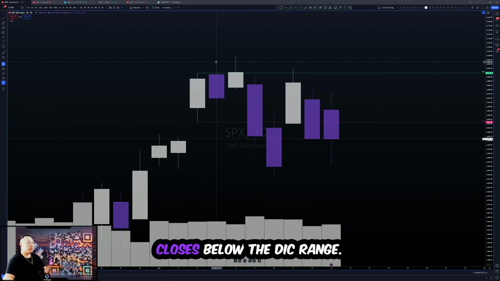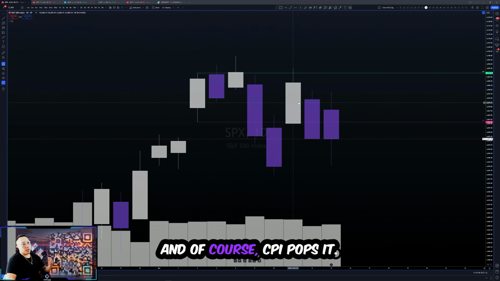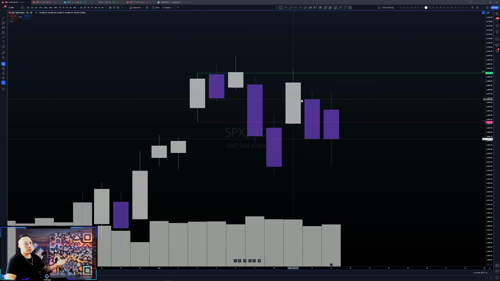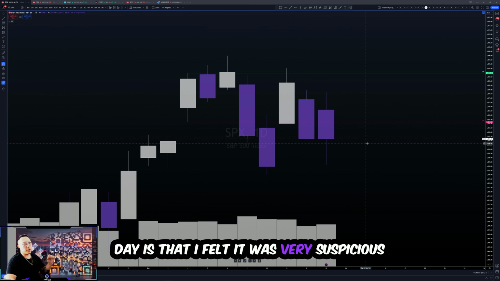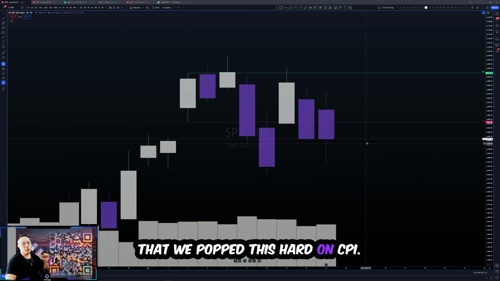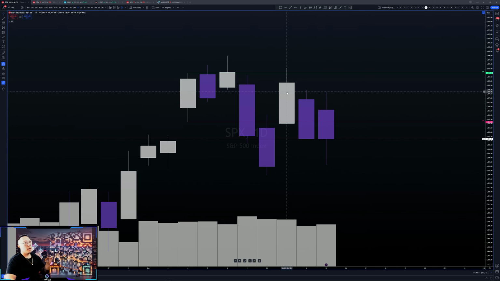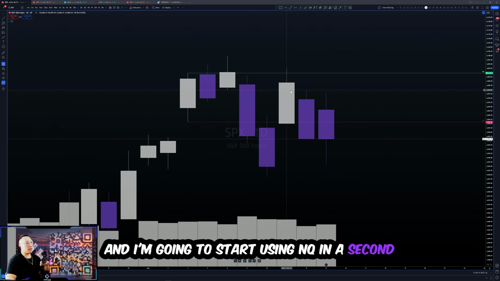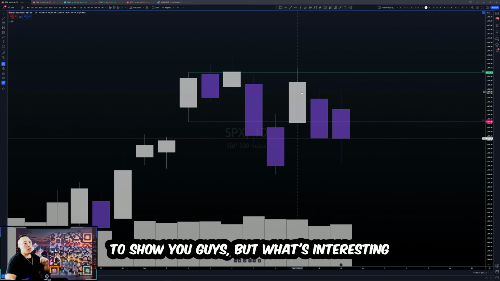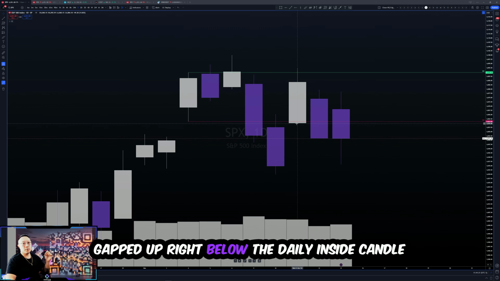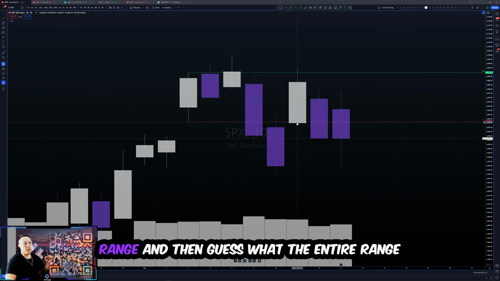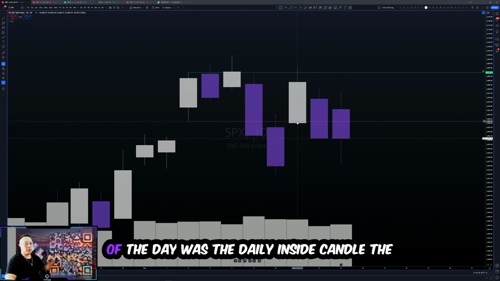Now we got a couple of closes below the DIC range. And of course, CPI pops it. Now, one other thing that I discussed this day is that I felt it was very suspicious that we popped this hard on CPI. And I'm going to start using NQ in a second to show you guys. But what's interesting about this is that we actually opened, gapped up right below the daily inside candle range. And then guess what? The entire range of the day was the daily inside candle.